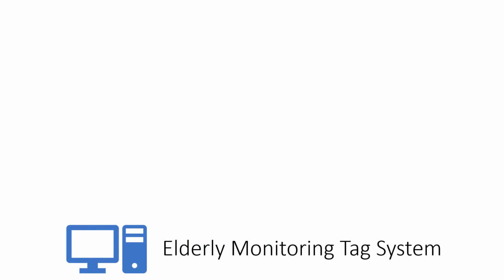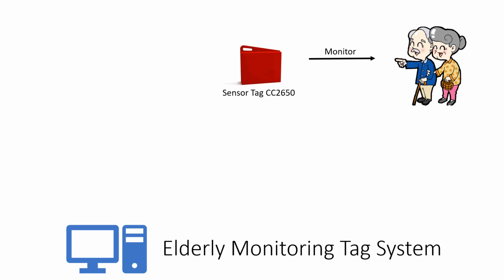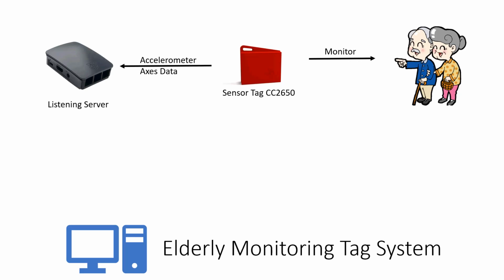Introducing the Elderly Monitoring Tag System. The Elderly Monitoring Tag System uses sensor tag CC2650 devices to monitor the elderly condition. This is done by sending accelerometer data from the sensor tag to the listening server. The listening server will then run the necessary algorithm to determine whether a fall has happened.